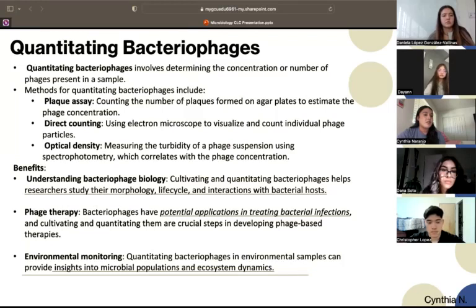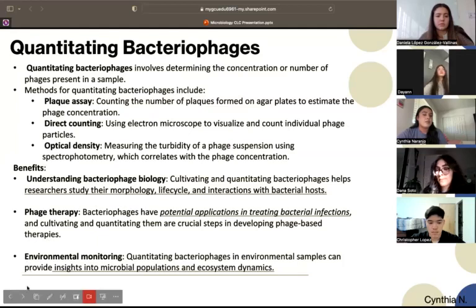Benefits include the understanding of bacteriophage biology, which helps researchers study the morphology, lifestyle, and interactions with bacterial hosts. Phage therapy helps with potential applications in treating bacterial infections, and environmental monitoring helps provide insight into microbial populations and ecosystem dynamics.